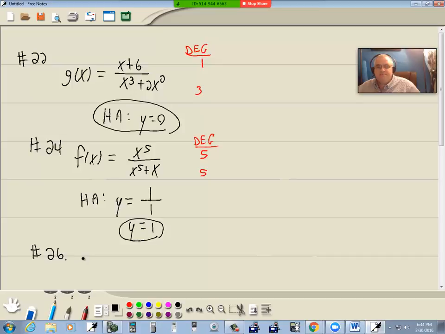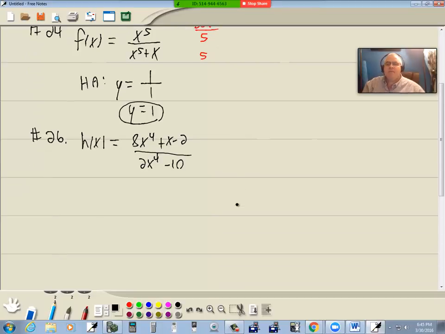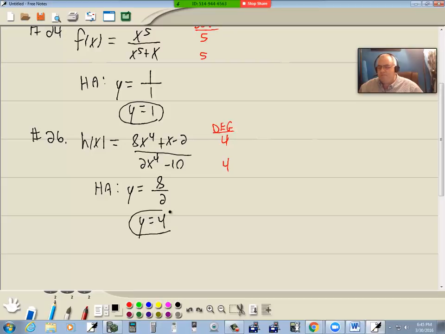Let's look at 26. Got h of x is equal to 8x to the fourth plus x minus 2 over 2x to the fourth minus 10. So for a horizontal asymptote, we look at our degrees. Degree is your largest power of x. The degree of the top is 4. The degree of the bottom is 4. So the degrees are the same. So for a horizontal asymptote, we're going to create a fraction, and we take the numbers off the front of the x to the largest power. So I got 8 over 2, or y is equal to 4.